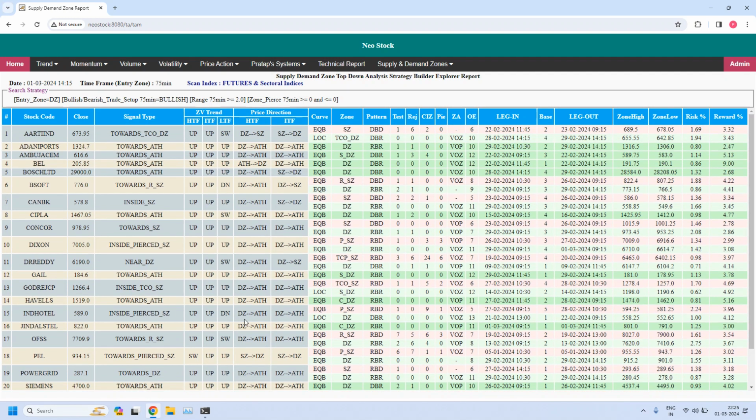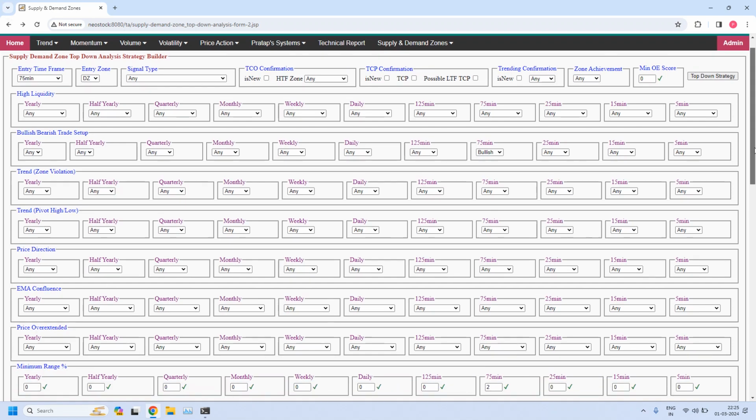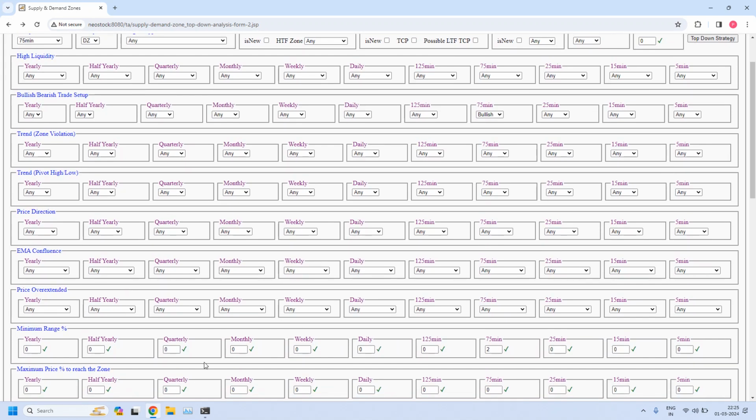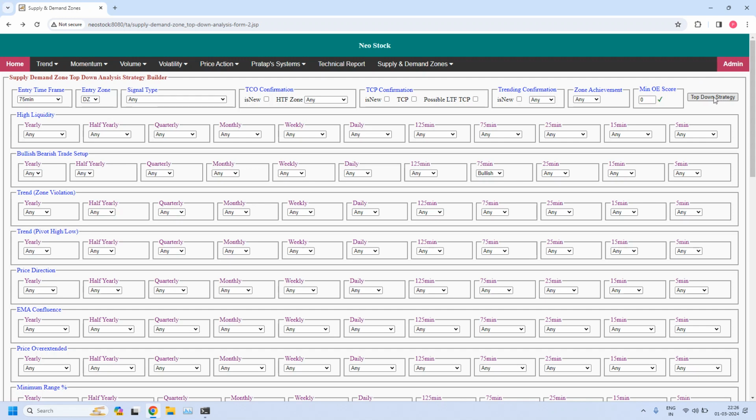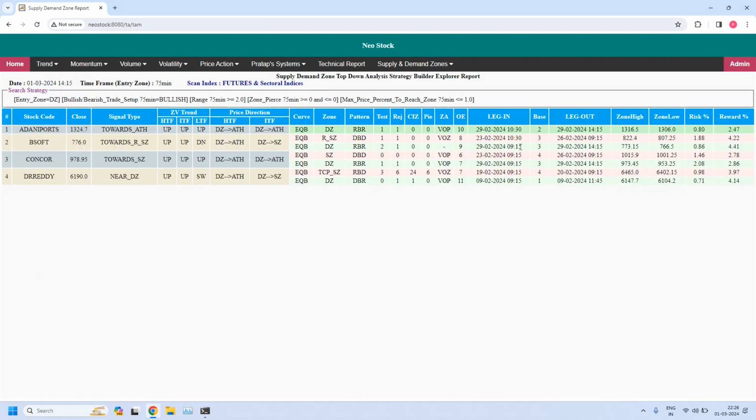Within these 23, how many are near to the 75 minutes demand zone? So for that we will add the value minimum price percent to reach the zone at 75 minutes time frame. Let me add the value 1. That means within 1% near to the demand zone, how many stocks are there? So these are the 4 stocks near 1% to the demand zone. And moreover, Dr. Reddy, it is near to the demand zone.